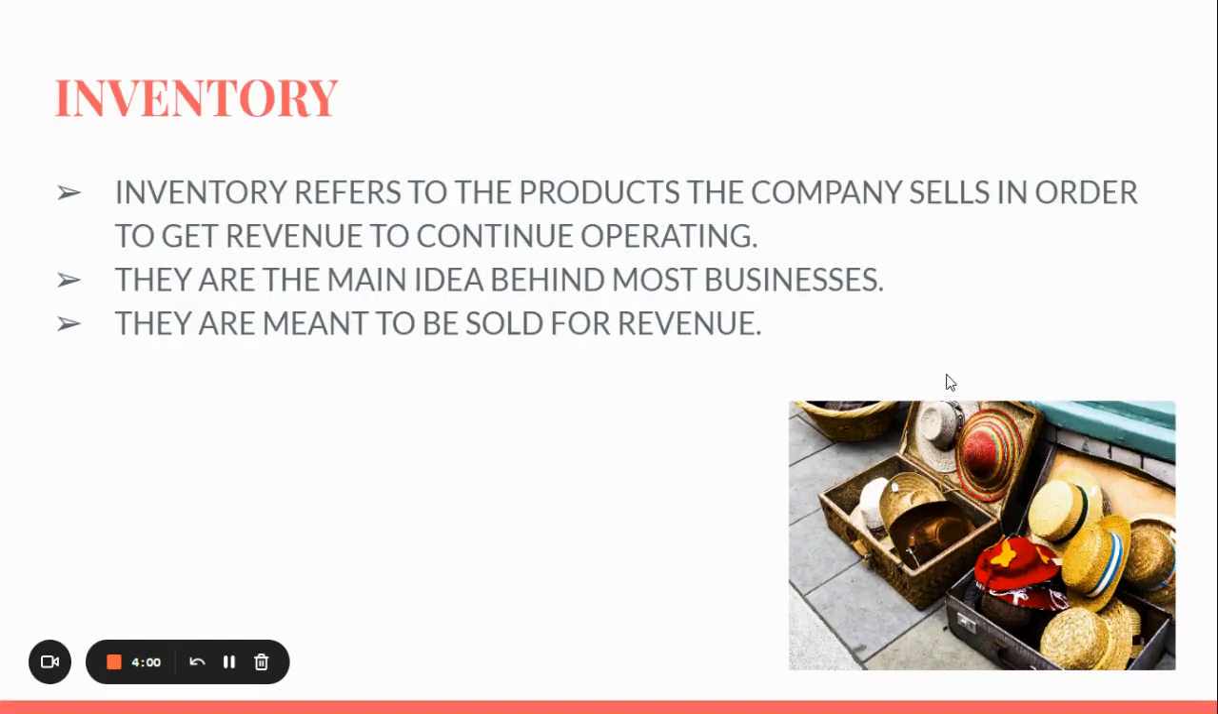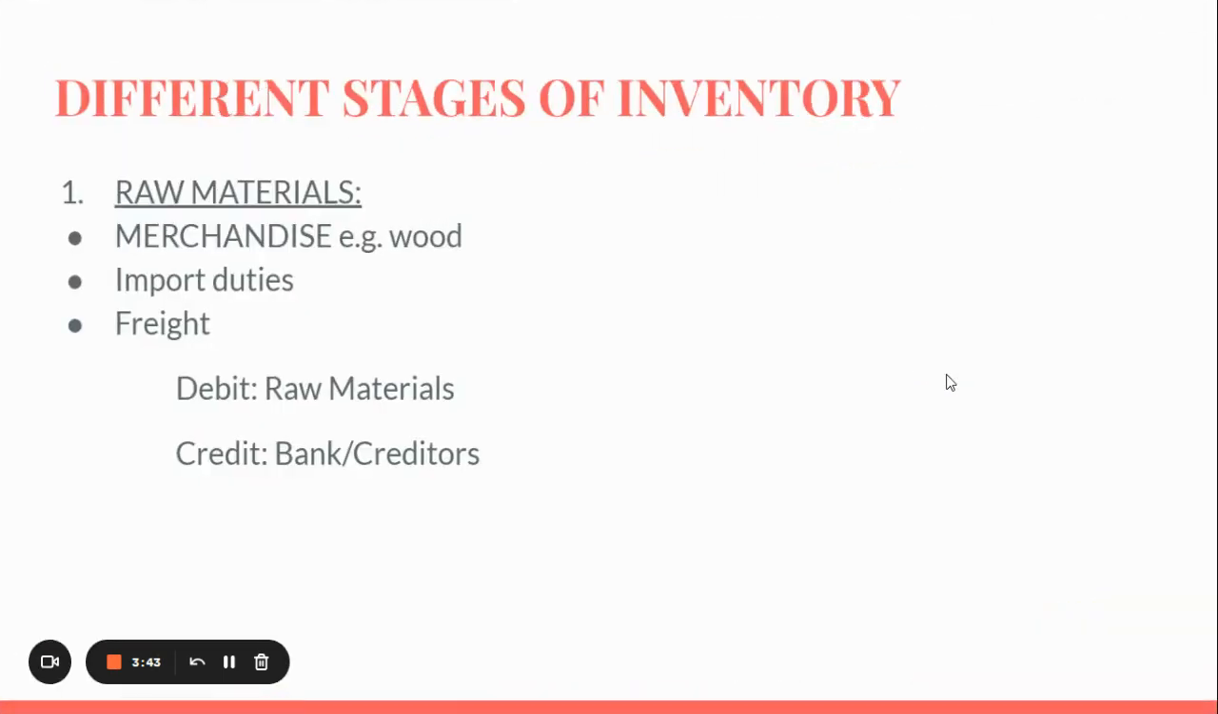We will be focusing on inventory. Inventory refers to the products the company sells in order to get revenue to continue operating. They are the main idea behind most businesses. They are meant to be sold for revenue. So today we're going to be going through how to account for these in our T accounts so that we can record them in our financial statements.